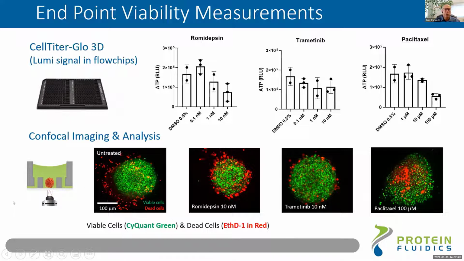So again, just showing the different types of measurements possible in our flow chip, doing luminescence-based CellTiter-Glo, doing confocal imaging. I just mentioned real quickly, we can do really high resolution imaging because we have a very thin bottom on our plate. So it's a thin COC bottom compatible with really high resolution imaging.